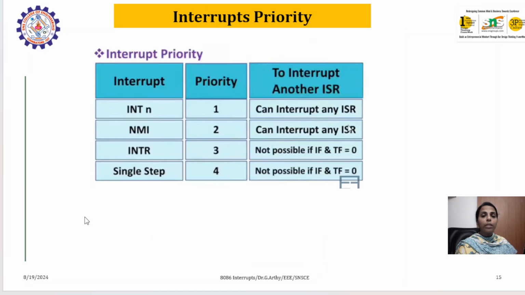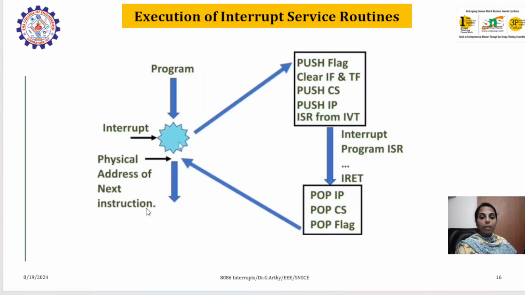Out of these interrupts, we have certain priorities being given. Division by 0 has the highest priority. Next to that, NMI has the highest priority. Then INTR 3 has the highest priority. And finally, the priority is given to the single step interrupt. And this is how the execution of interrupt service takes place.